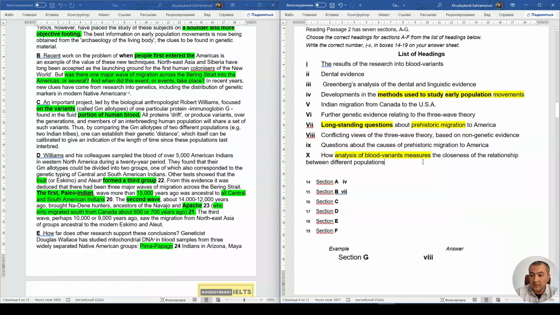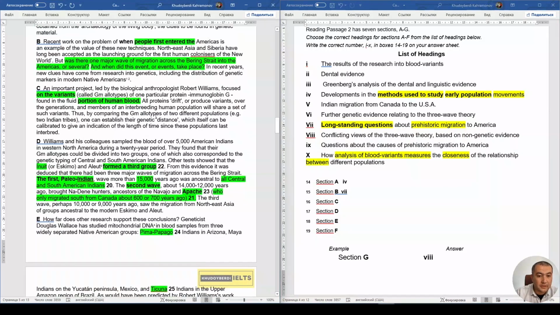So right now we have figured out analysis of blood variants, and now we need to be sure of the closeness of relationship between different populations. Let's just try to figure out: two different populations, genetic distance, right? Genetic distance can be a direct synonym to the closeness of relationship between different groups, two different populations can establish. And that's why it's certainly 10-1.